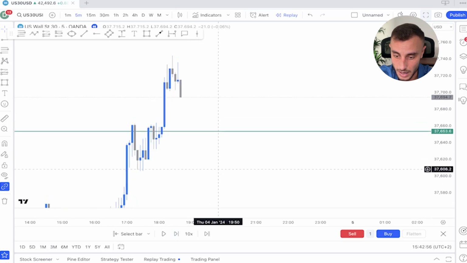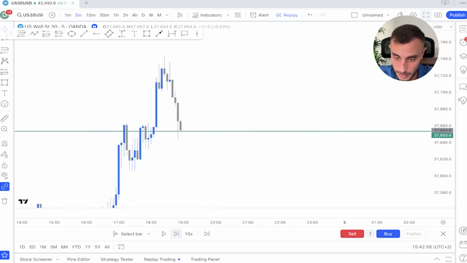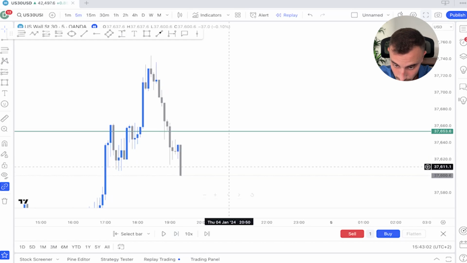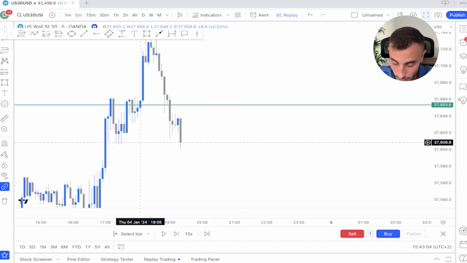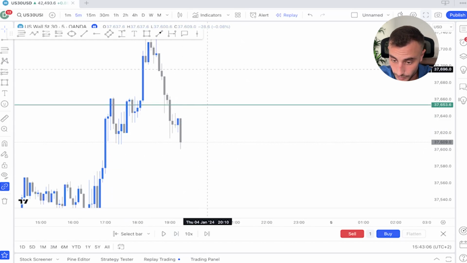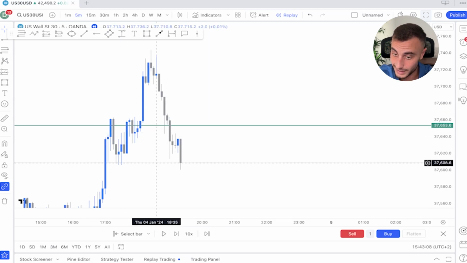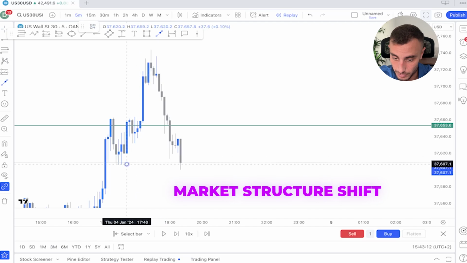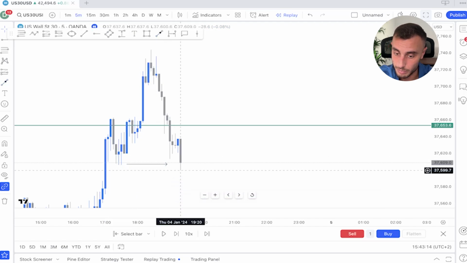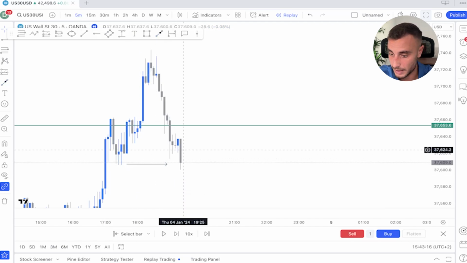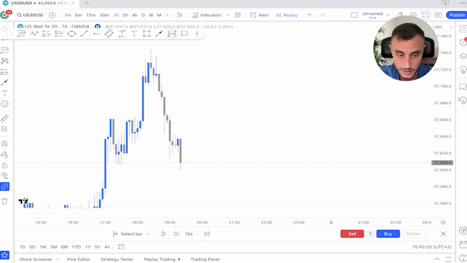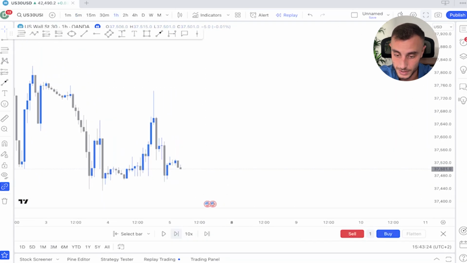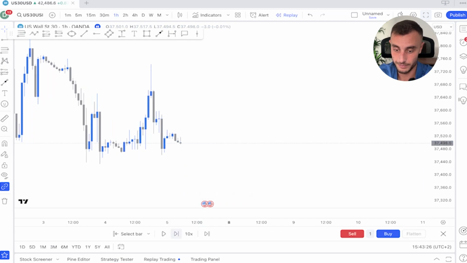Okay, price is moving higher. Let's continue. All right. We have a shift right here, but let's see how many gaps do we have. Okay, so we have a market structure shift right here. Oh, but check this out. It's 7:20 p.m. So no trade today. It's out of our trading window. Let's move on to the next day, which is the 5th of January.